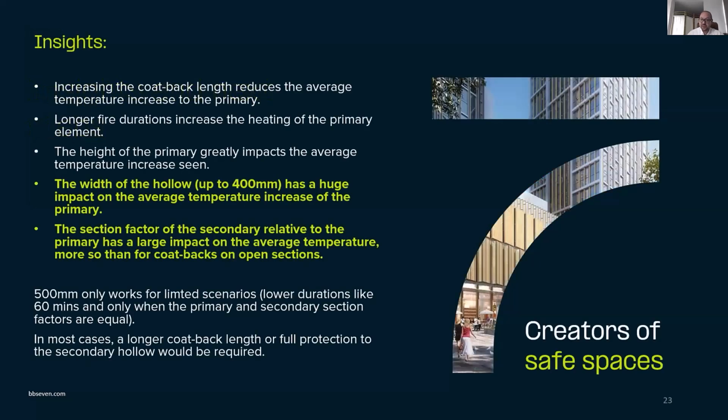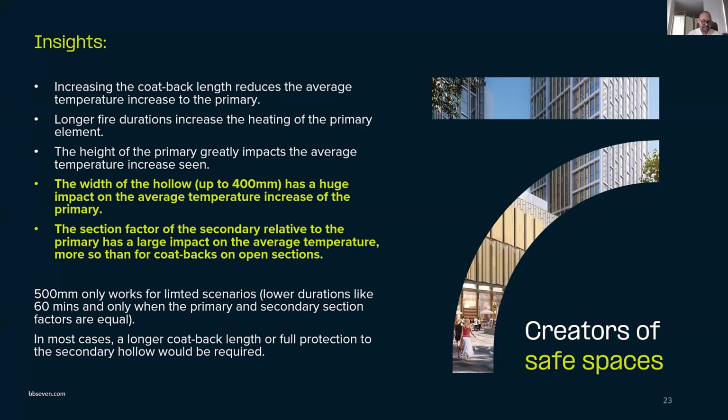So what we found is increasing the coat back length does reduce the average temperature increase in the primary. We know this is what the SCI document says, and we're seeing that same trend. So nothing's changed there. Longer fire durations increase the heating of the primary element. Again, something logical we expected to see. And the height of the primary, or rather the centers, definitely has a huge effect as well. And we were expecting to see that in our modeling as well.